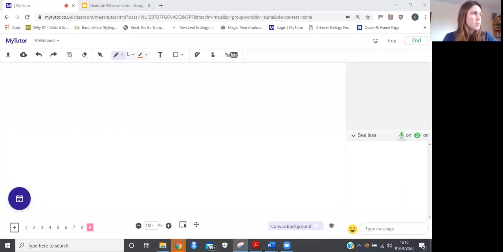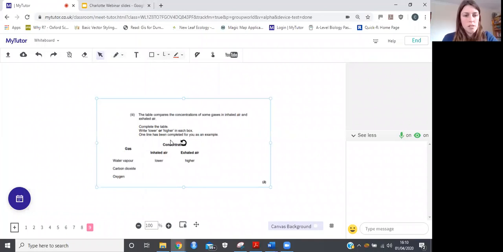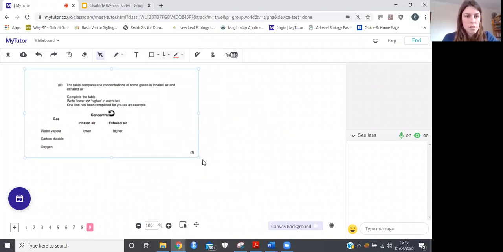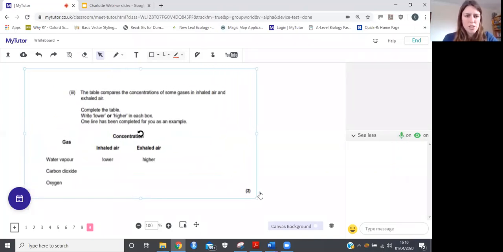This is quite a nice one. It talks a bit more about breathing and ventilation itself. Here we have a table. Can you see that okay? Yeah.